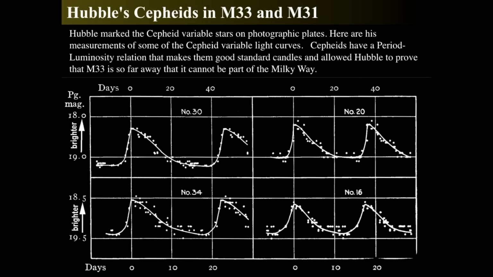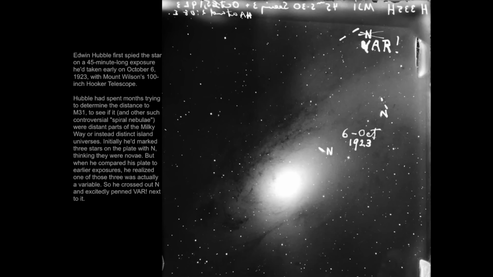And so here's what he looked for. Here are some of Hubble's actual data. It shows a particular appearance of the Cepheid variables in M33 and M31. And here are the ones that he marked down and looked for specific Cepheid variables. And he showed that both these objects could be too far away. All right, and here's one of his photographic plates where he actually marked variable stars.